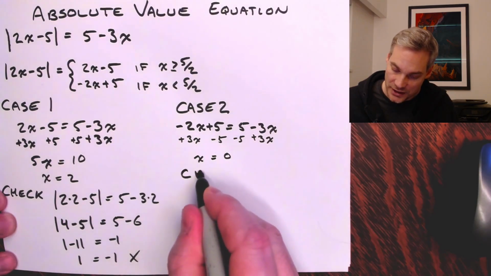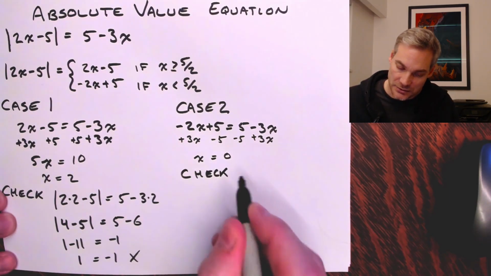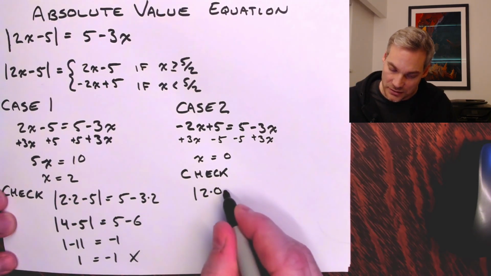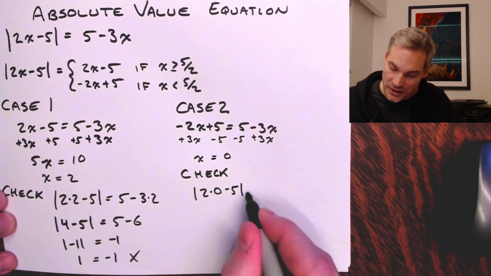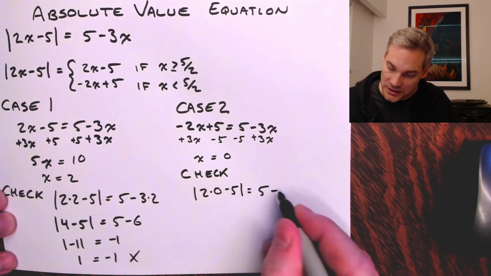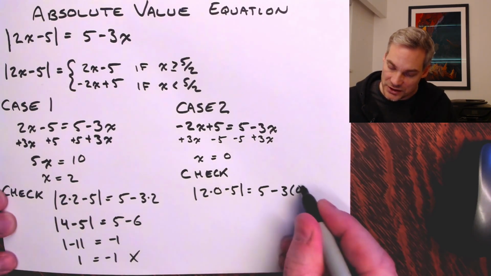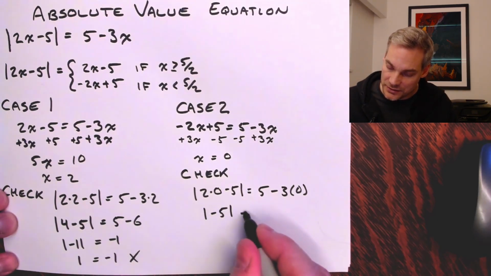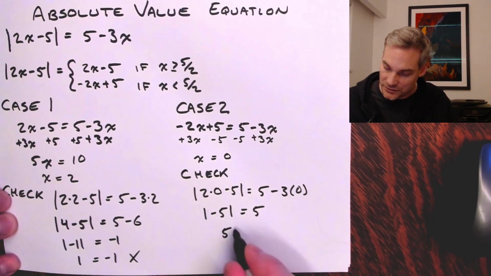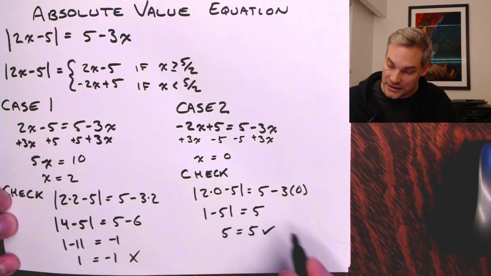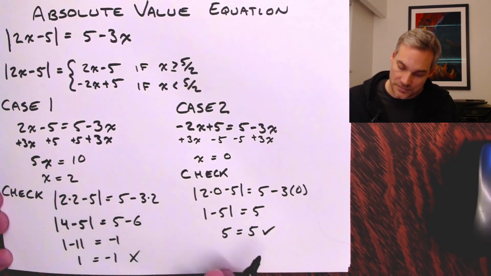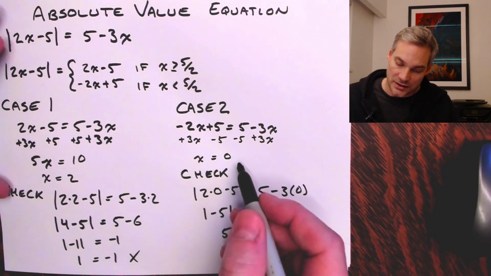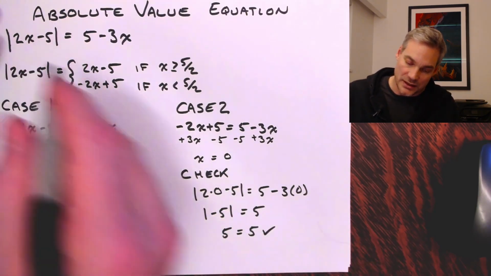I'm going to check it in the original function. So I go back and I say, well, that's 2 times 0 minus 5 equals 5 minus 3 times 0. So that's the absolute value of negative 5, and that equals 5. So 5 equals 5, and that is the solution. Okay, so now we know that x equals 0 is the point when they intersect.